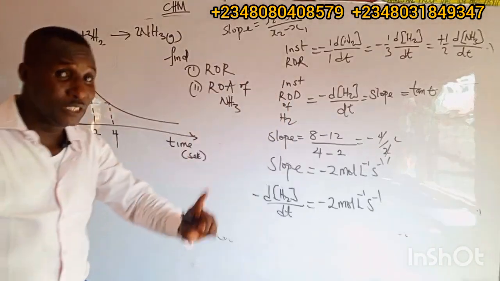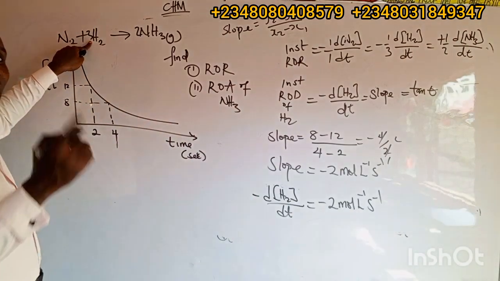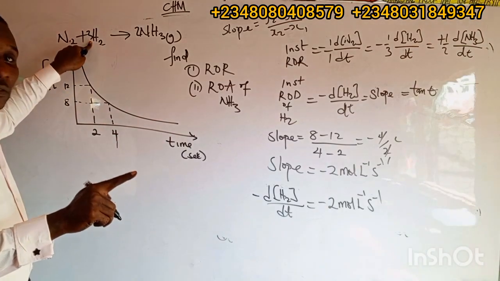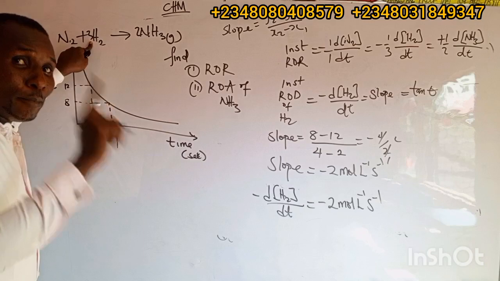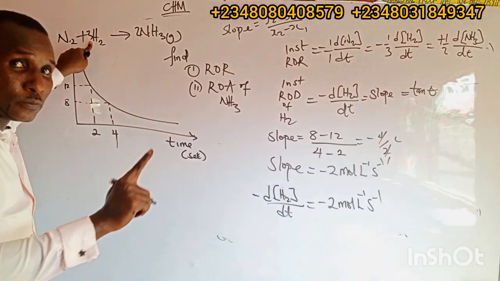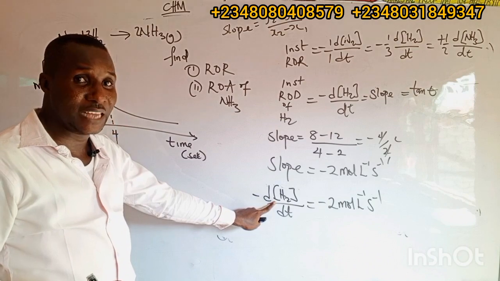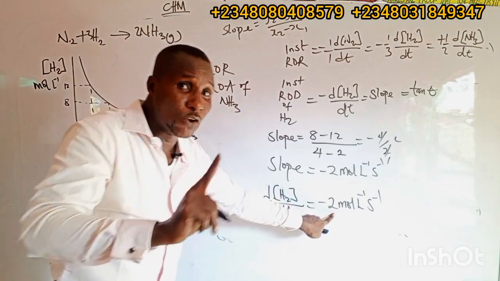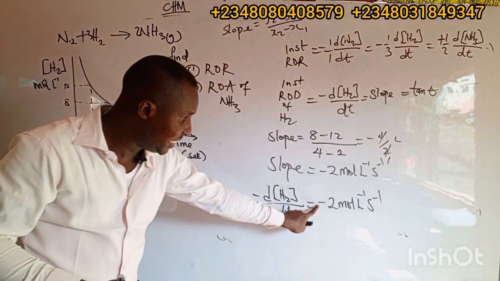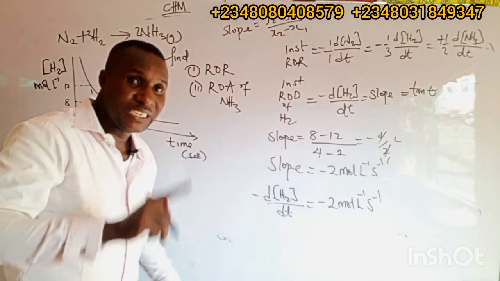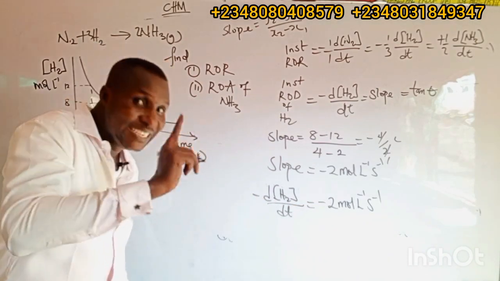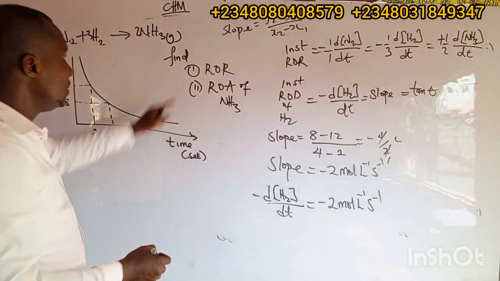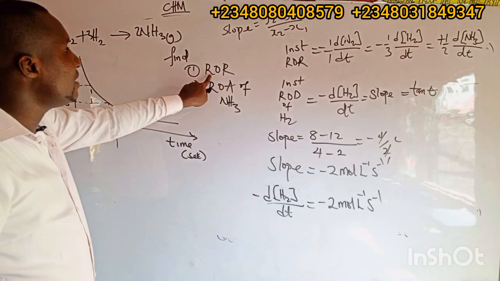Which means the concentration of hydrogen gas is decreasing or disappearing by 2 mole per liter in every 1 second. That means the concentration of hydrogen gas is decreasing by 2 mole per liter for every 1 second to form ammonia. That's the meaning. Decreasing by 2 mole per liter for every 1 second to form ammonia. Then from there, the next question says find rate of reaction.